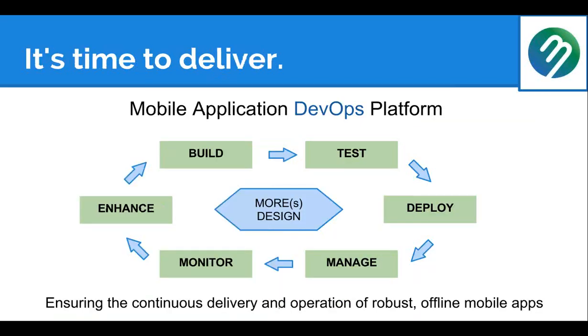At Mobile Caddy, although we're going to concentrate just on the build process today, it can be thought of as a full DevOps platform crossing the boundaries between development and operation, going through the build, test, deploy cycle, and then into the manage, monitor, and enhance, all centered around these Moore's designed applications. And we sum that up really by ensuring this continuous delivery and operation of these robust offline mobile apps.